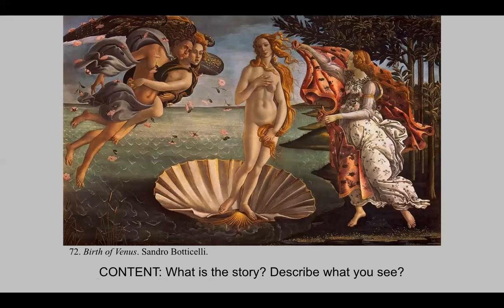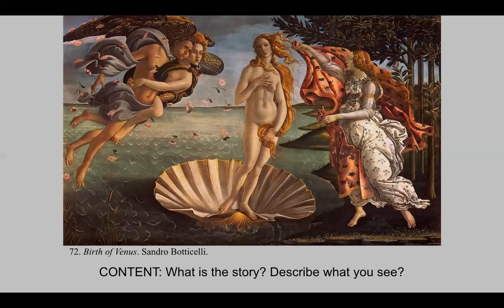What are their mouths doing? They're kind of like shocked or surprised, like the mouths are wide open. Well, the woman is, but the man is blowing. They're actually blowing her in from the sea. They're the ones who are bringing her arrival.